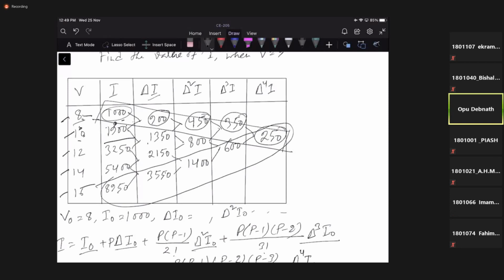For unequal interval, the data table is invalid. That means this difference table is invalid. In that case the calculations are changed. This is called the Lagrange interpolation formula, another difference formula. So we will come one after another.